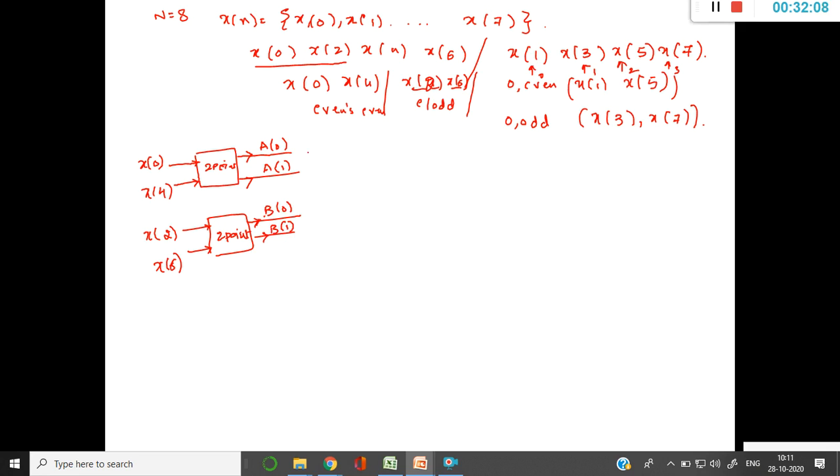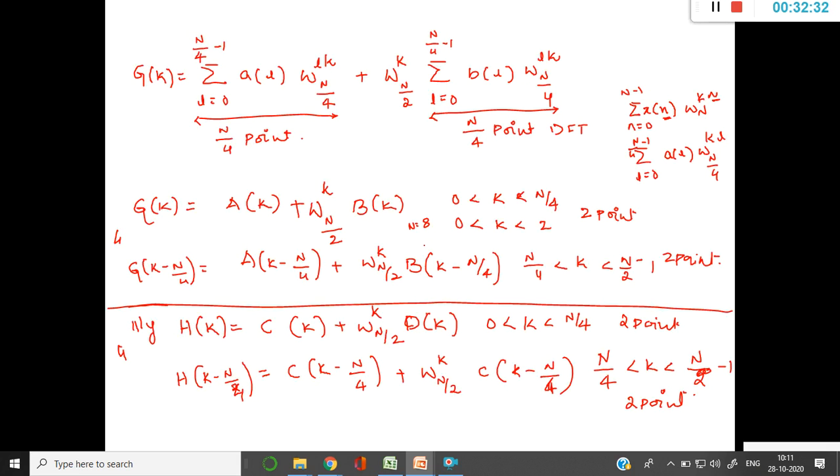Now how do you obtain? The first thing is I should obtain g of 0, g of 1, g of 2 and g of 3, right? Later on I will think about h of k, and from that I will be obtaining the x of k's. But to obtain g of k, how do you obtain the g of k? Let me go back and see here. How do you obtain the g of k? A of k into some twiddle factor b of k. Okay. So for 8 point, what will be this?